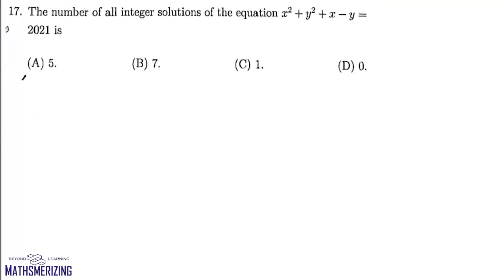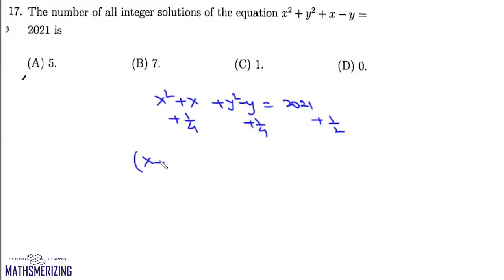Now question number 17 is we need to find the number of all integral solutions of this equation, which is x square plus x plus y square minus y equals 2021. Now we'll complete the perfect square. We'll add 1 by 4 and here will be 1 by 2. So it will be (x plus 1 by 2) square plus (y minus 1 by 2) square, and here it will be 4042 plus 1, 4043 by 2.